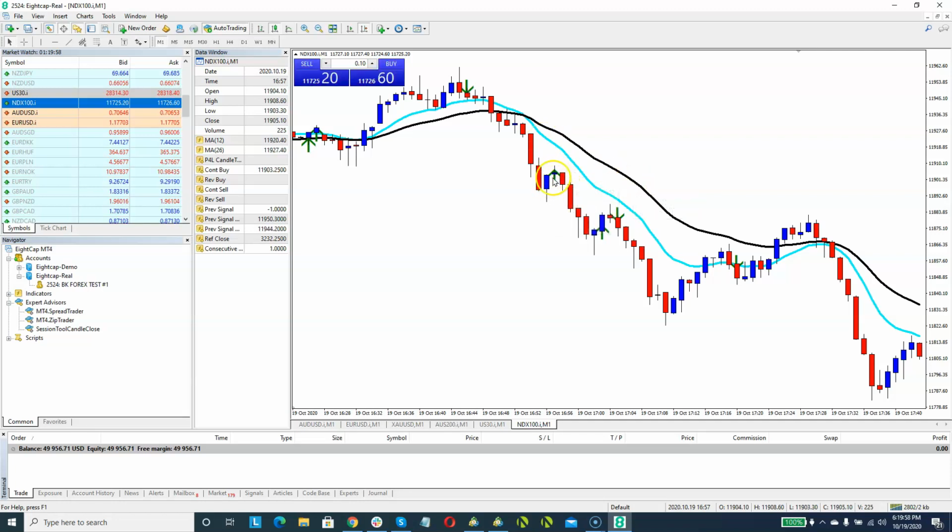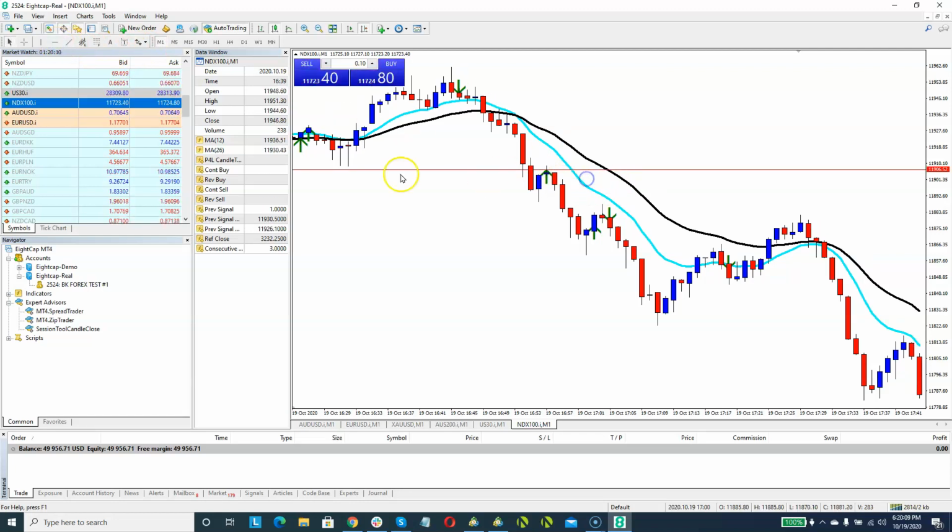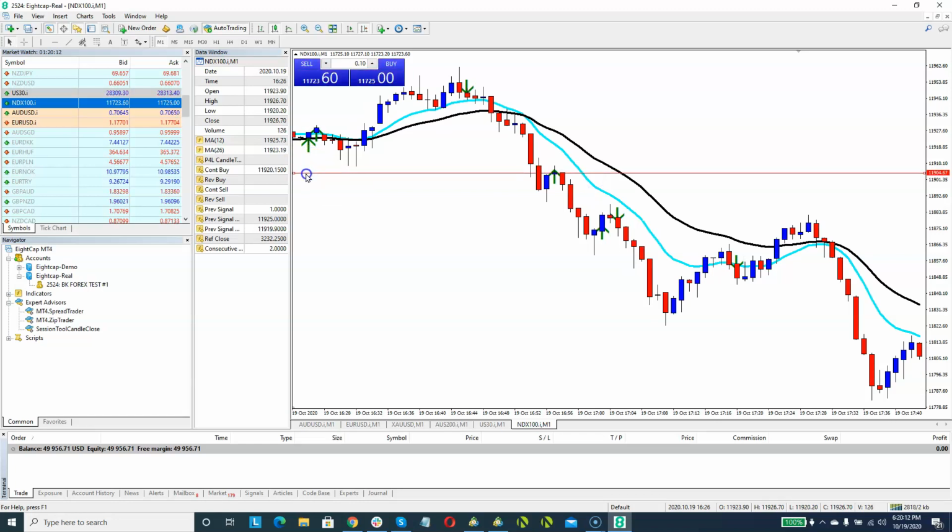We also have an up arrow over here. This particular candle is an up arrow. We're looking for basically the reverse structure. We're looking for the low of this particular candle. I'll just double click this, get it down.